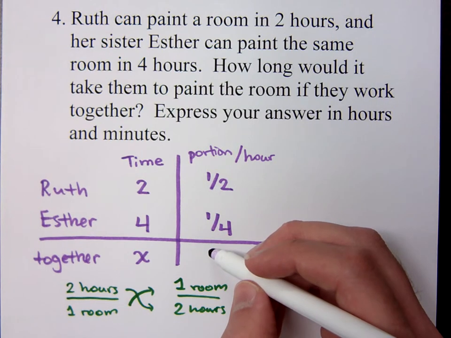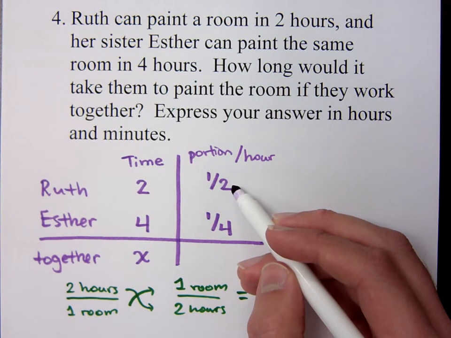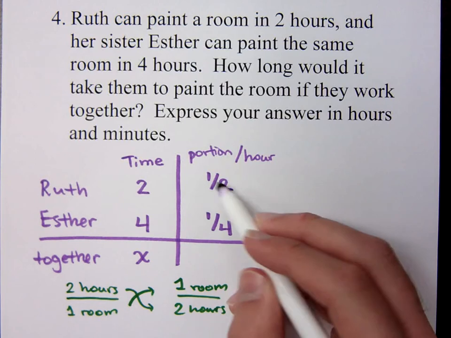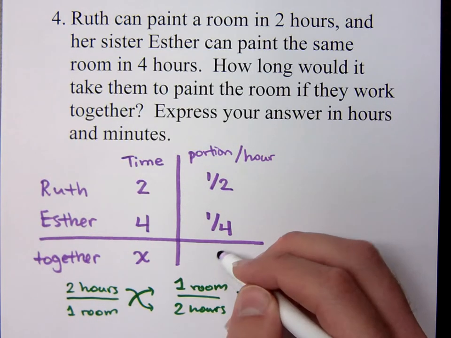Divide or something. 1/2 times 1/4. No. How did I get the 1/2? Plus 1/4. How did I get the 1/2? Oh, I did the proportion. Reciprocal. How did I get 1/4? I did the reciprocal. So what do you think I should put here?